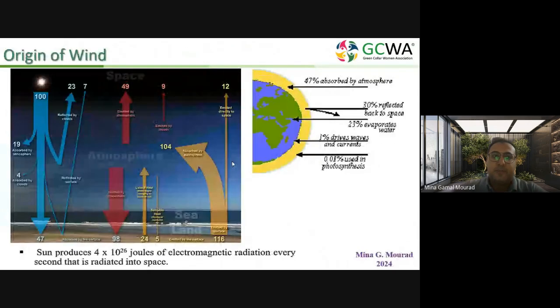So at first, the origin of wind. What is the origin of wind? The main source of wind is the sun. The sun is the main energy source for all machines and all environmental impact, the environments around us. The sun produces about 4 by 10 power 26 joules of electromagnetic radiation.